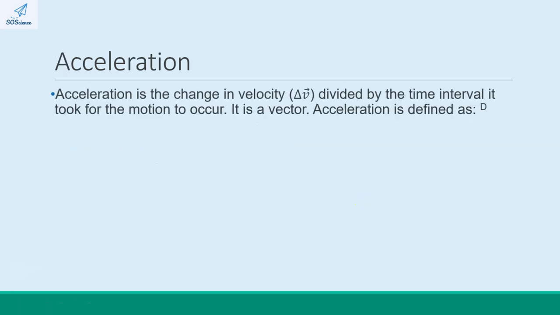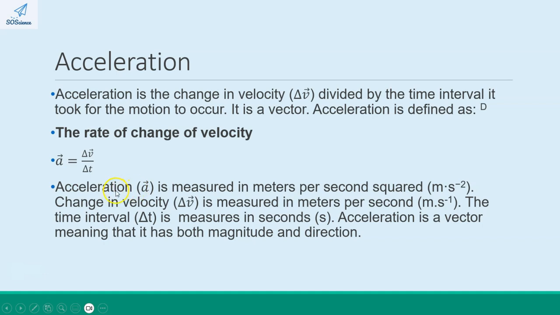Let's now move on to acceleration. Acceleration is the change in velocity divided by the time interval over which it took for the motion to occur. Acceleration is a vector, and acceleration is defined as the rate of change of velocity. If we look at the formula, acceleration is the change in velocity over the change in time. It is the rate of change of velocity. Acceleration is measured in meters per second squared. The change in velocity is measured in meters per second, and the time interval is measured in seconds.